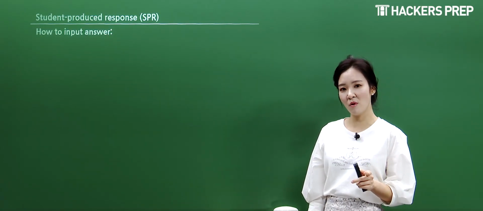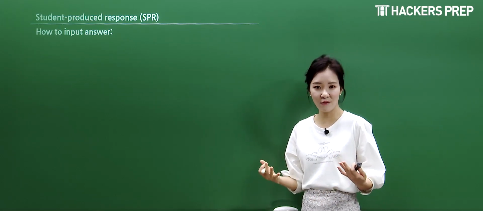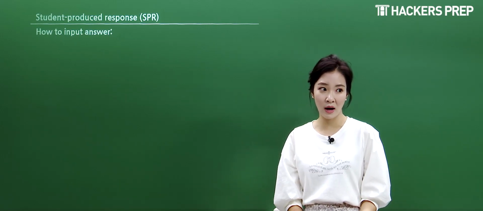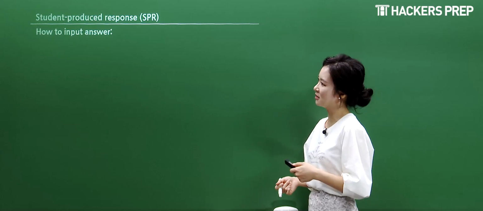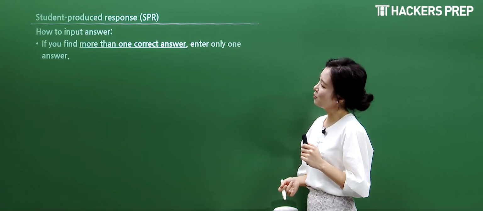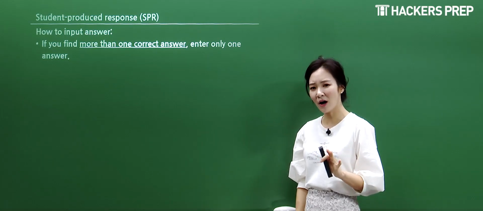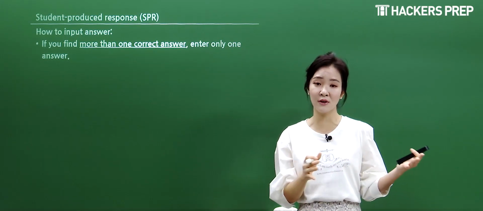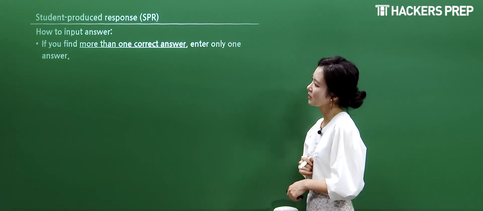Now, let's take a brief moment to go over student-produced response directions. Because if a blank is given and it's going to be a free answer input, sometimes we wonder how we are supposed to formulate our answers appropriately for the exam, right? So let's take a look. If you find more than one correct answer, enter only one answer. Kind of obvious because there's only going to be one blank provided. So if there happen to be multiple sets of answers or solutions, just provide that one answer.